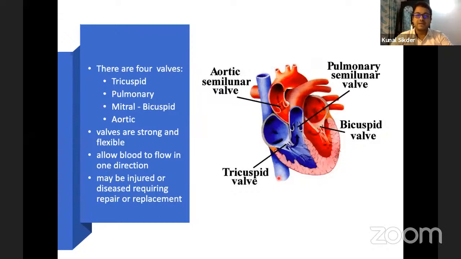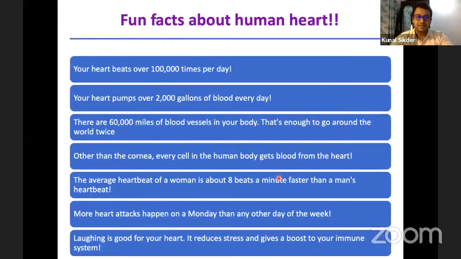Now there are some interesting facts about the human heart. Your heart beats over 100,000 times per day, and it pumps out in the process about 2,000 gallons of blood every day. There are 60,000 miles of blood vessels present in our body. That is enough to go around the world twice, which is unimaginable.